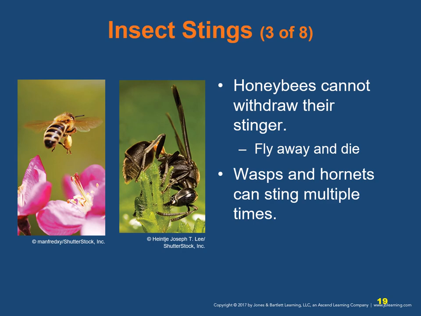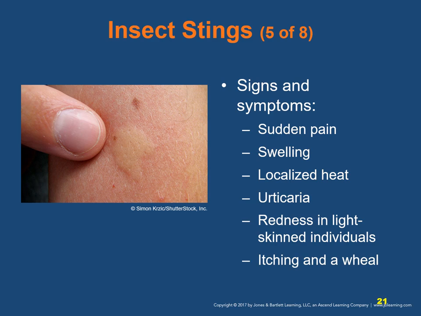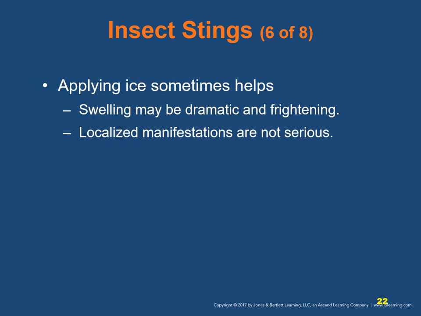Wasps and hornets can sting multiple times, and they do not die after stinging. Some ants, especially fire ants, can also strike repeatedly, often injecting a particularly irritating toxin at the bite sites. Signs and symptoms are sudden pain, swelling, localized heat, widespread urticaria, redness in light-skinned individuals, and itching, and possibly a wheal, which is a raised, swollen, well-defined area on the skin. Applying ice sometimes makes stings and bites less irritating.